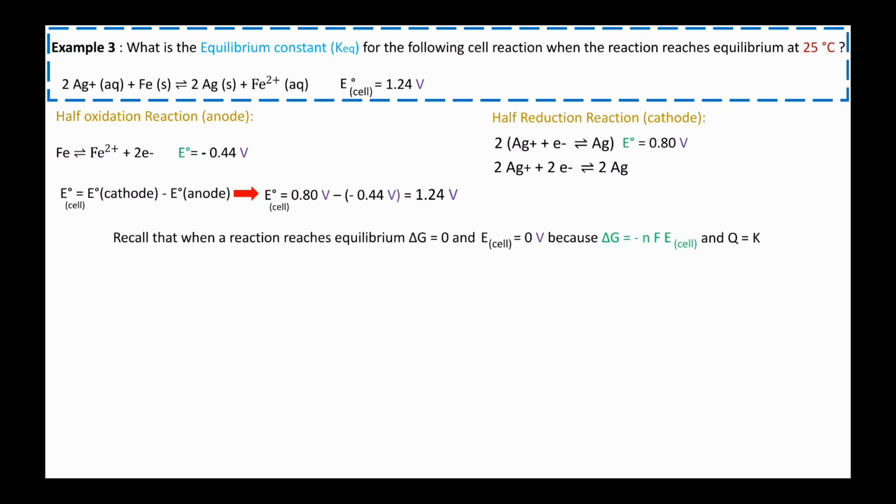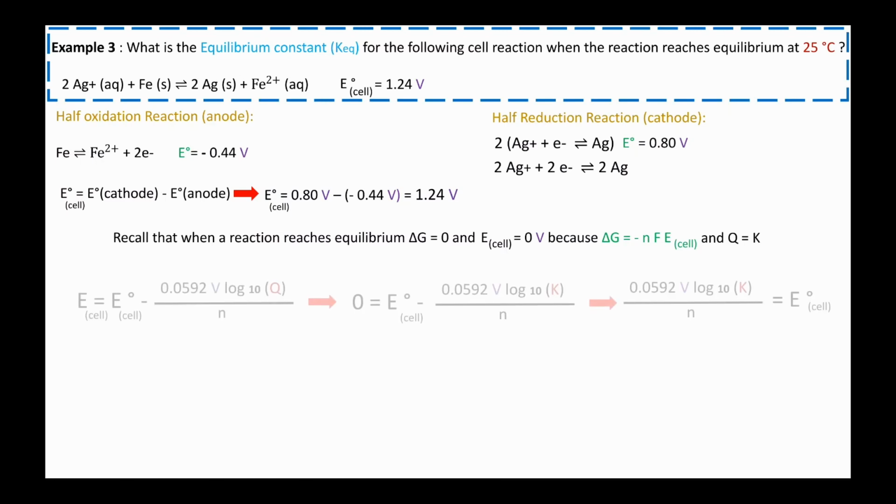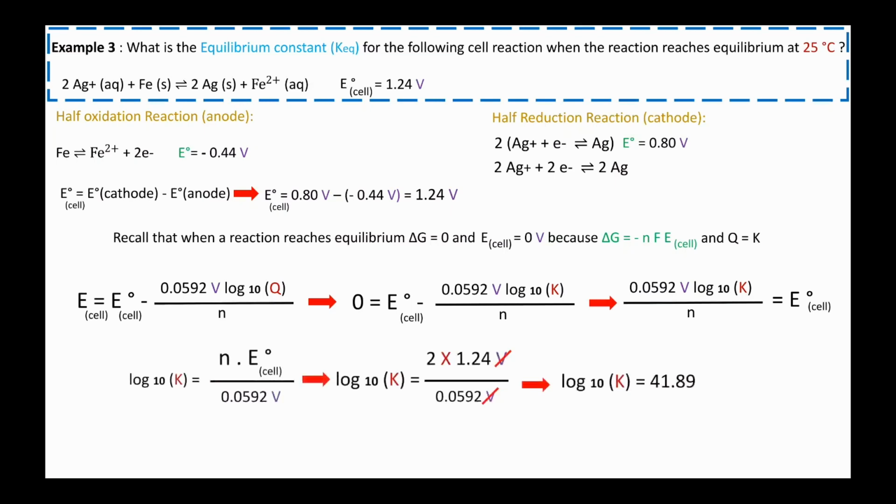At equilibrium we need to know two important notes. Delta G is equal to 0, so E will be 0, and this is from Gibbs free energy. And second, note that Q is equal to K. So from the Nernst equation we can write 0 instead of E cell and K instead of Q. So now we rearrange the Nernst equation. So this is how to find log K from the Nernst equation. And we just substitute in the values that we have. So K will be 7.76 multiplied by 10 to the power 41. So this is the way to find the equilibrium constant using the Nernst equation.